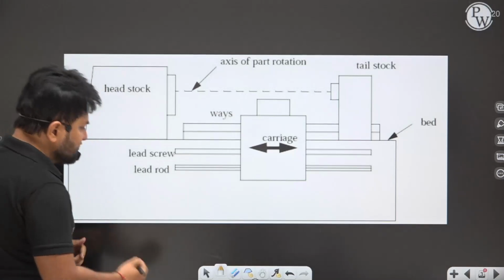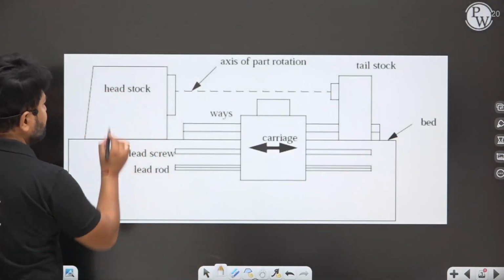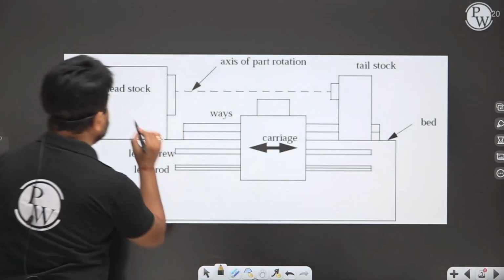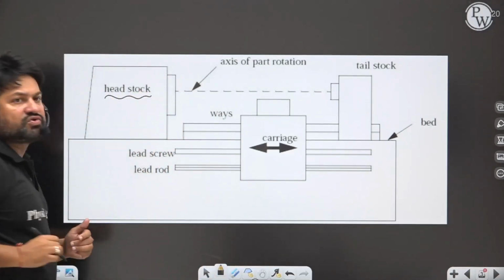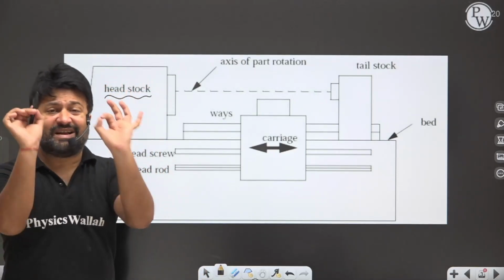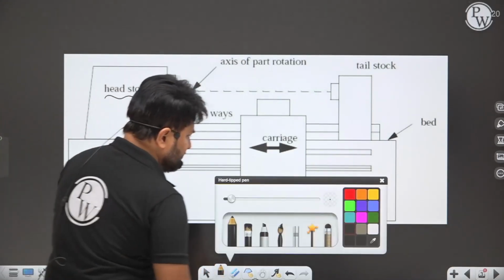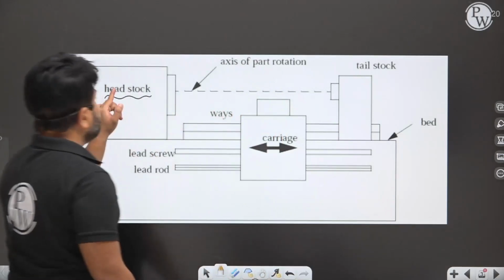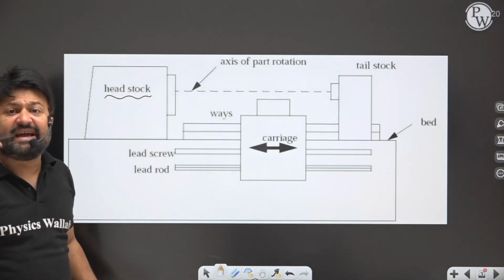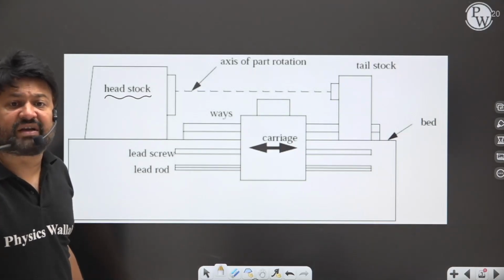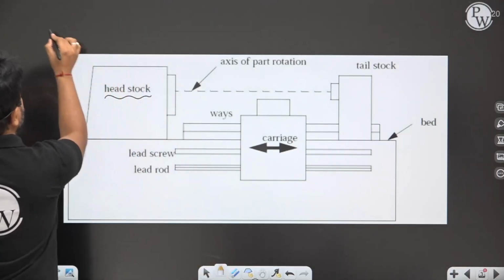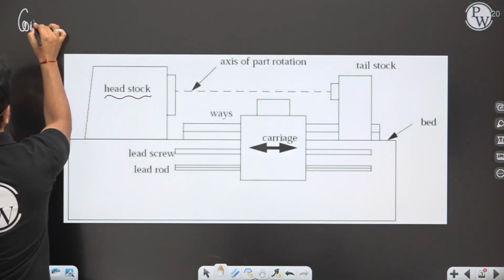Now you can see there is a headstock. So what is the function of the headstock? Please listen carefully. This end of the lathe contains the driving motor and gears.